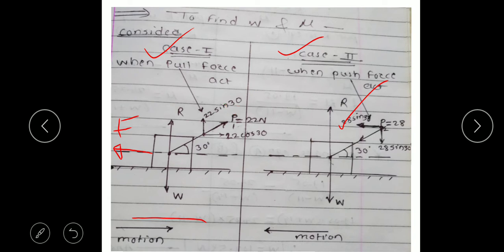And just because of that, for the calculation purpose we need to resolve this. So due to the resolution, 22 sine 30 the vertical force we will get, and the horizontal 22 cos 30. Here again, due to the resolution, 28 into sine 30 and 28 into sine 30. Okay, and due to the push type of force, the motions of the body will be in this direction. Body will move toward the left direction.